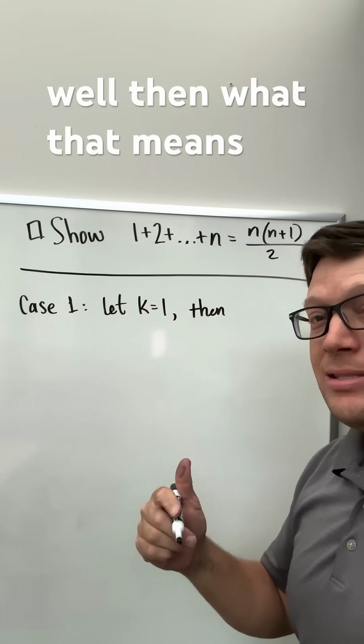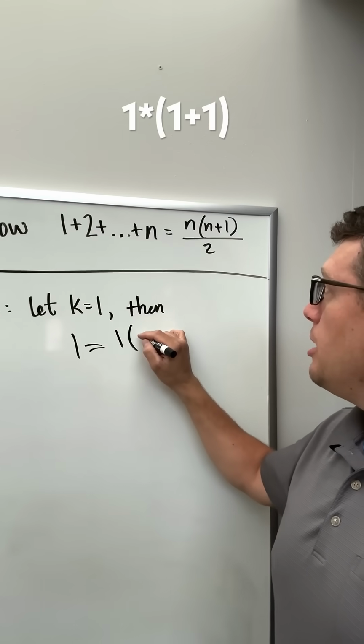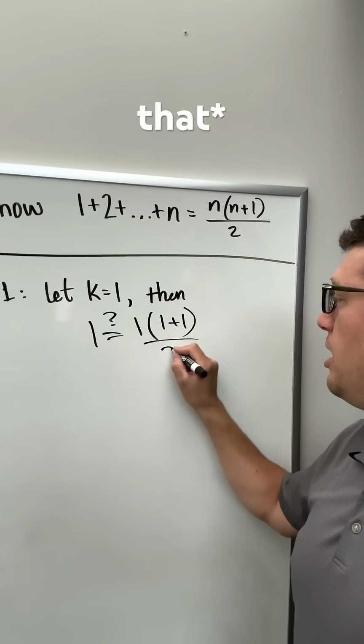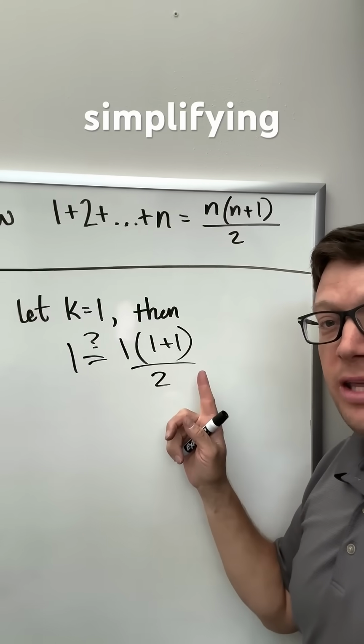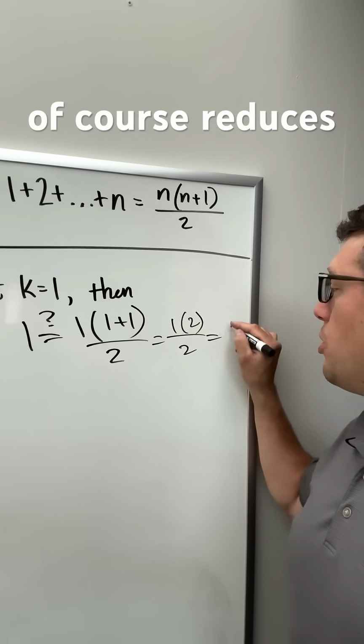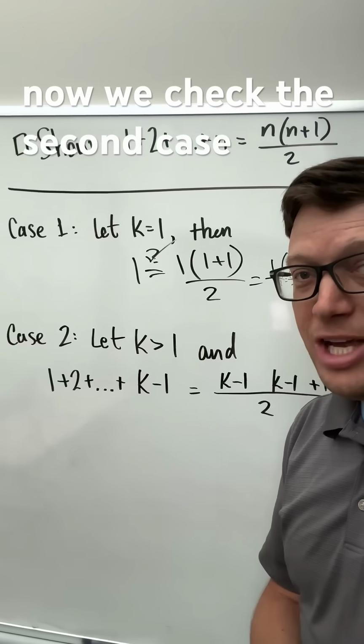Well, then what that means is 1 equals 1 times 1 plus 1, I guess this is a question mark, we're going to check on that, over 2. Simplifying this, we get 1 times 2 over 2, which of course reduces to 1, and that check mark does confirm. Now we check the second case.